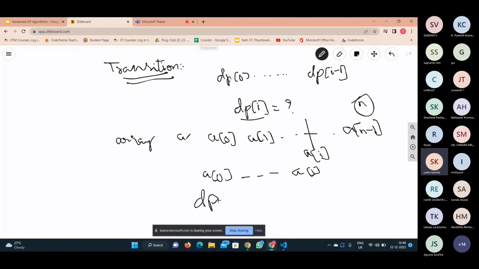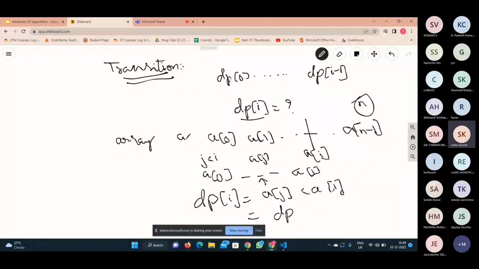So while calculating dp of I, let's suppose there is some element A of j in between A of 0 to A of I, that is j less than I, such that A of j is less than A of I. Then whatever increasing subsequence we have till A of j, that is represented by dp of j, we can add one more element A of I while calculating dp of I, so that we have a new increasing subsequence of length dp of j plus 1.